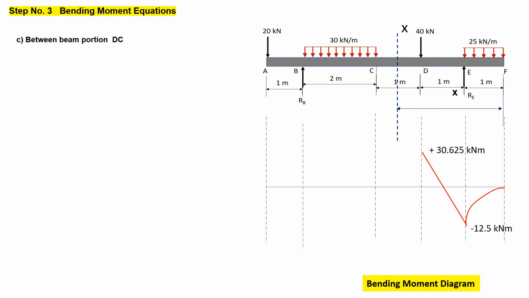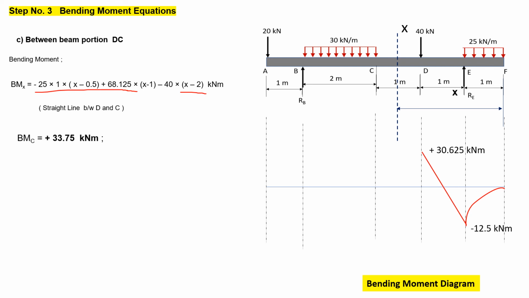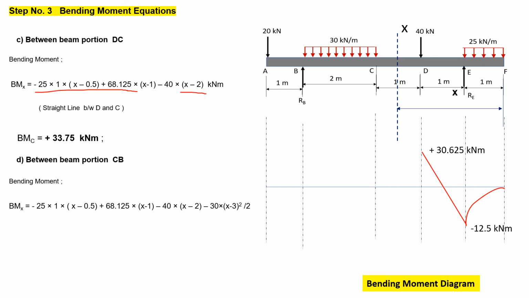Now the next section we have to take is between D and C. In the bending moment equation, this portion remains the same. Now 40 comes into the picture. So 40 will be giving a hogging moment, so 40 into x minus 2. By putting the values, we are getting bending moment at C equal to plus 33.75. Then we can take the section between C and B. Similar to the previous part, we can develop the equation: 25 into 1 into x minus 0.5, then 68.125 into x minus 1, same 40 into x minus 2. Only this much component will be added.